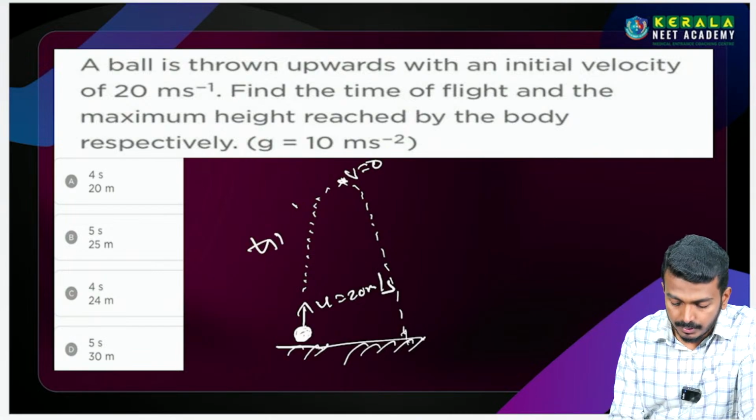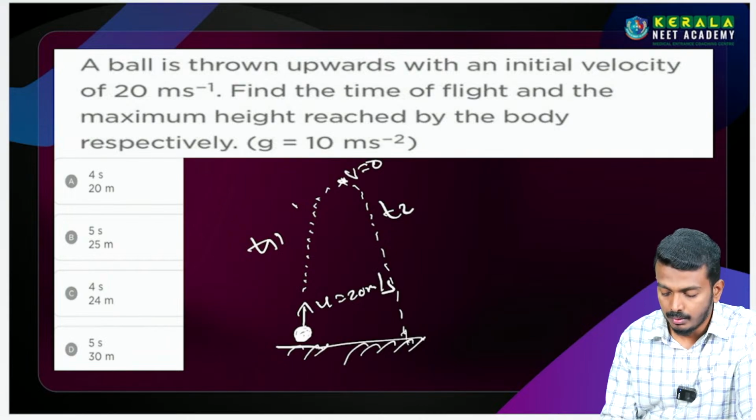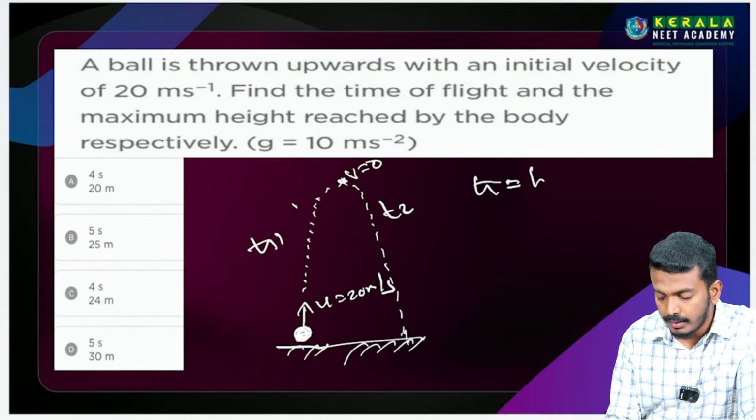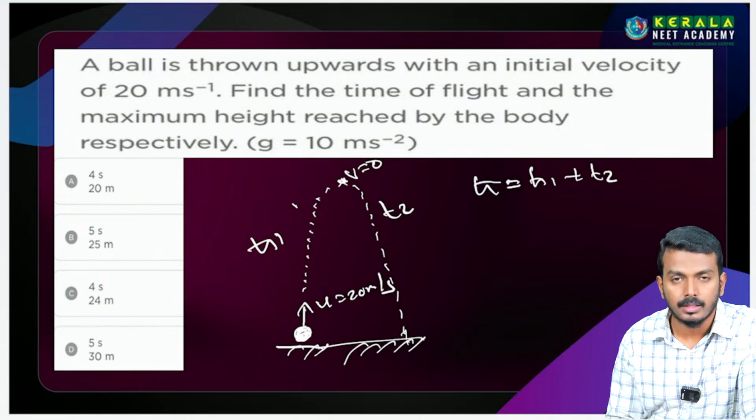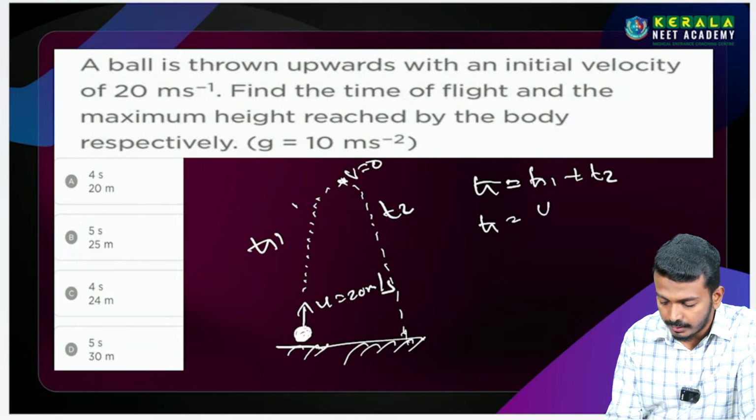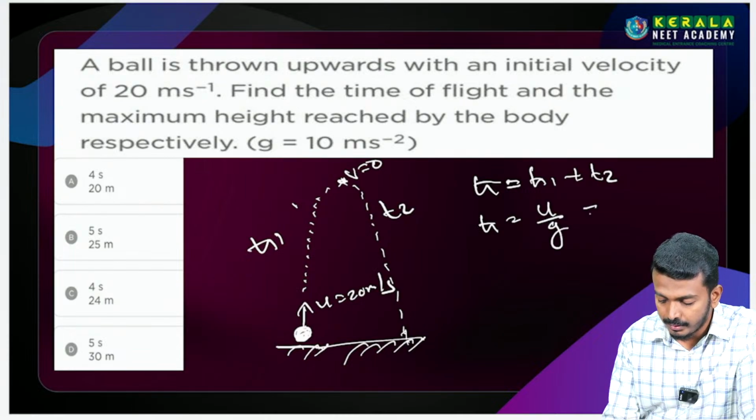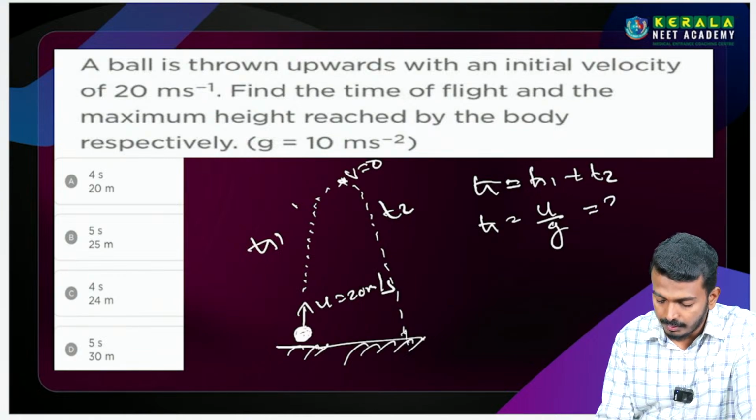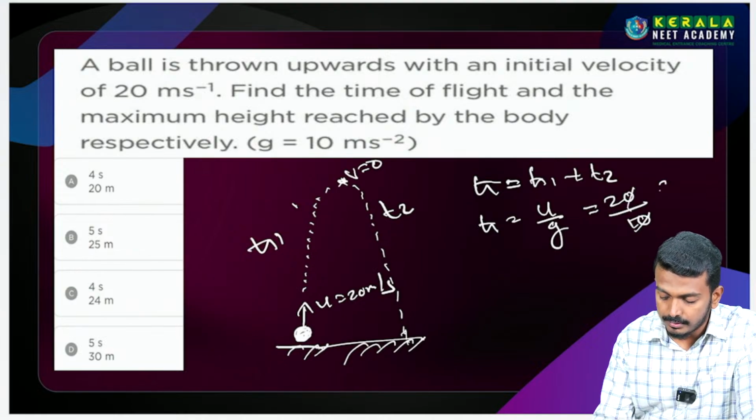What is this time? T1. What is this time? T2. What is the total time? Total time T is equal to T1 plus T2. What is the equation for time? If you know the initial velocity, what formula can you use to find the time? Time is equal to U by G. What is the value of U? Already given in the question, 20 meter per second. What is the value of G? 10. Then how many seconds?